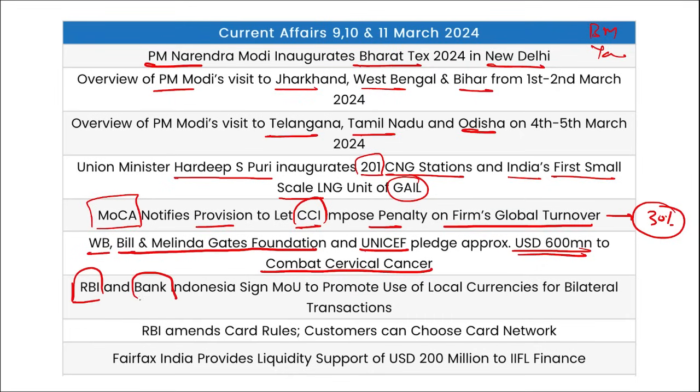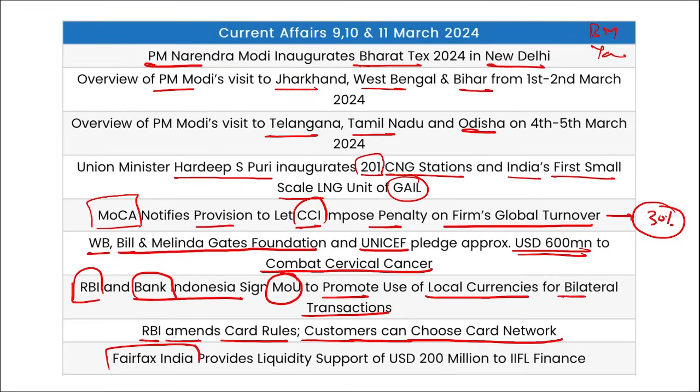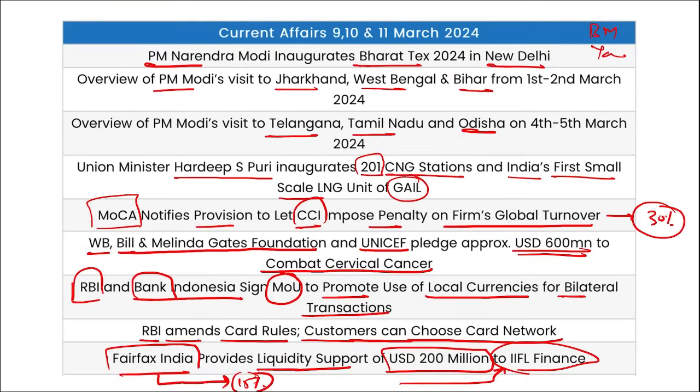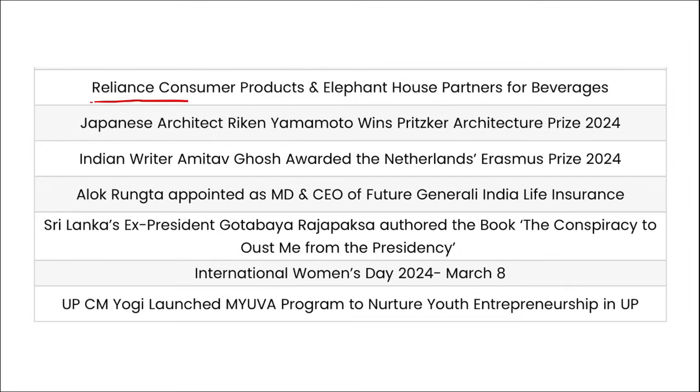RBI and Bank of Indonesia have signed an MOU to promote the use of local currencies for bilateral transactions. Then RBI has amended the card rules and customers can choose their card network. Fairfax India provides liquidity support of $200 million to IIFL Finance. And remember, Fairfax India has a total of 15% stake in IIFL Finance also. Then Reliance Consumer Products and Elephant House of Sri Lanka have partnered together for beverages.